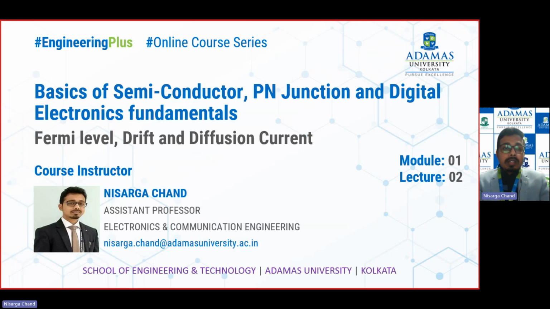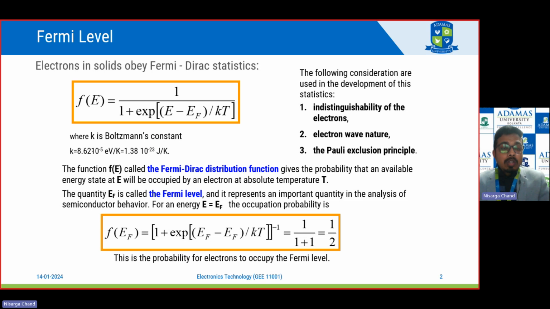Now, starting with the Fermi level, this definitely depends on the Fermi-Dirac statistics. That is the basic physics. In Fermi-Dirac statistics, the following considerations are used in the development of the statistics. Number one, indistinguishability of the electrons, that is, half-integer spin. Next, electron wave nature. And the third is the Pauli exclusion principle.